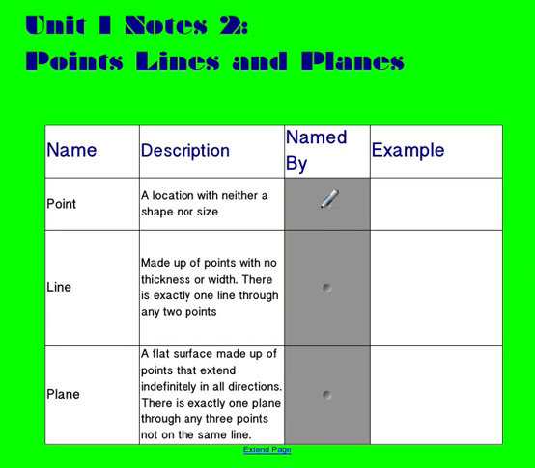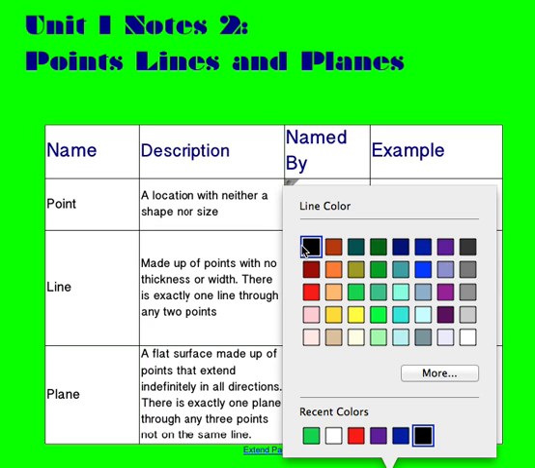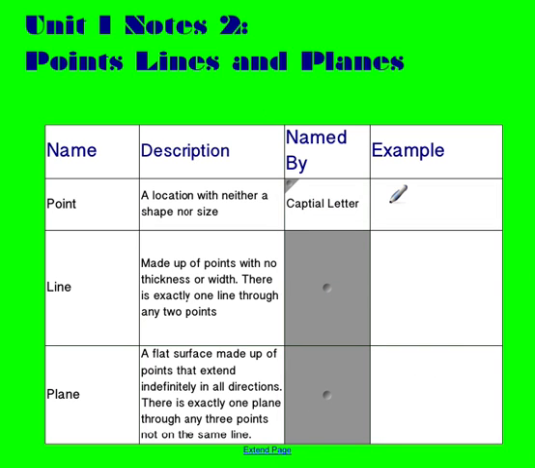So how do we name this? That's what we're going to start off with. How would we name a point? We name a point by a capital letter. So let's go ahead and take a look at an example of what that would look like. We start by making our point, and I'm just going to label it with a capital letter A. So I named that point A.